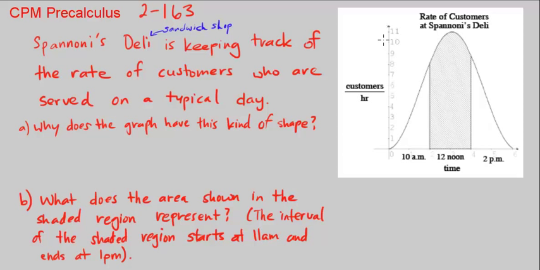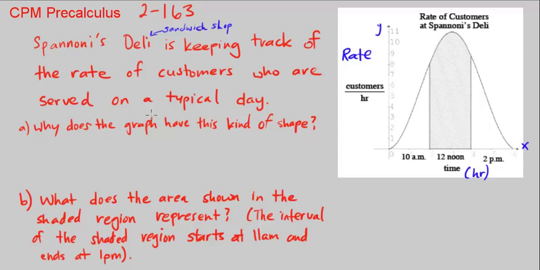So right here on the y-axis, we have customers per hour. Here's our rate on our y-axis. And on our x-axis, we have time, and we see it's in hours, right? We go from 1, 2, 3, 4, 5, 6 hours, but they're telling us this is 10 a.m., 12 noon, and 2 p.m. All right.